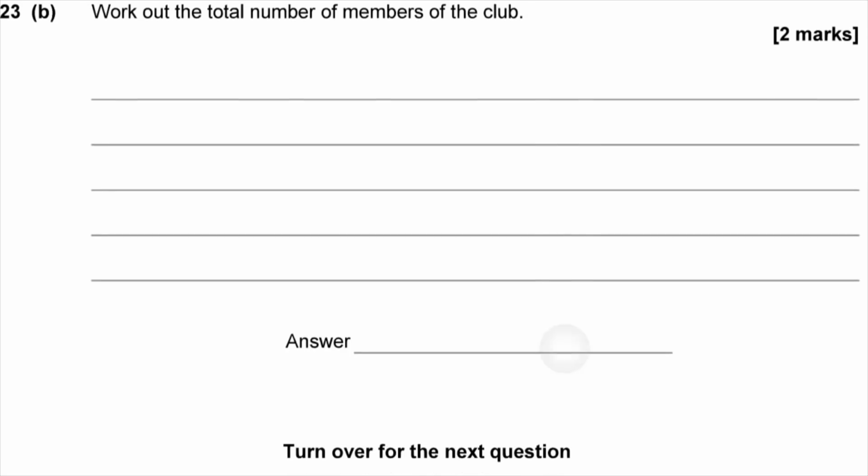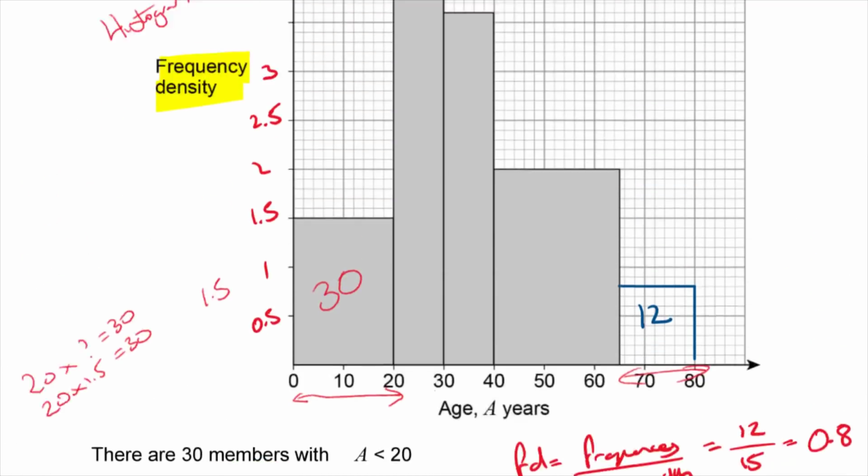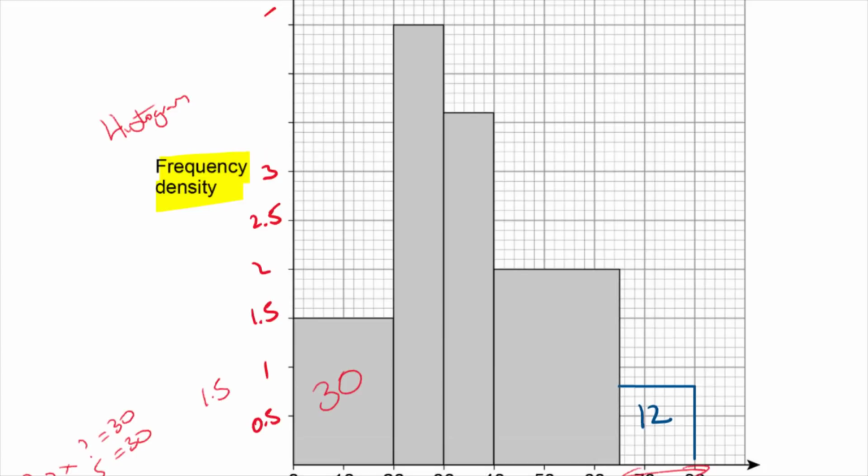Okay, now the last part of the question says work out the total number of members of the club. Okay, so coming back to our graph, remember it's the areas that are proportional to the frequencies in a histogram. So we already know that there's 30 in that first bar and 12 in the last bar. We need to work out the frequencies of the three middle bars. Now remember, it's the area of the bar then that you need. So this first tall long bar, let's just complete our scale. 3, 3.5, 4, 4.5.